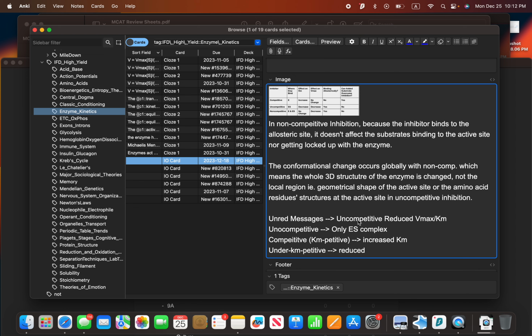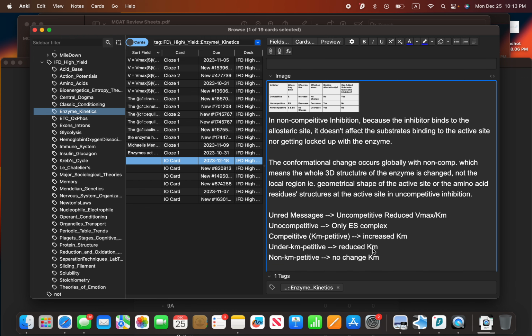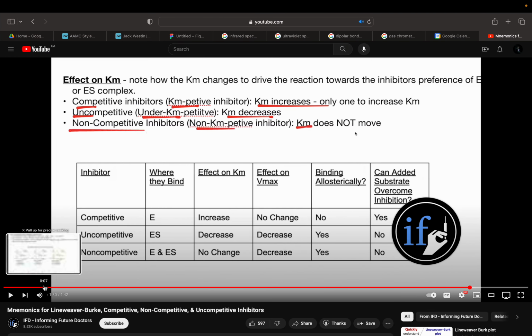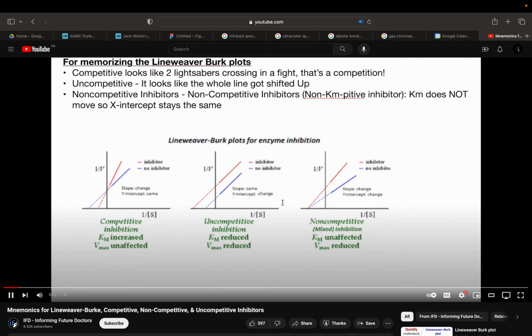This is easy since we have the first mnemonic and we have non KM competitive, which means no change. No change KM. I think the other ones were for the Lineweaver exam or a big test like the MCAT.